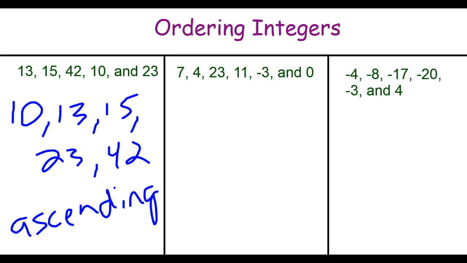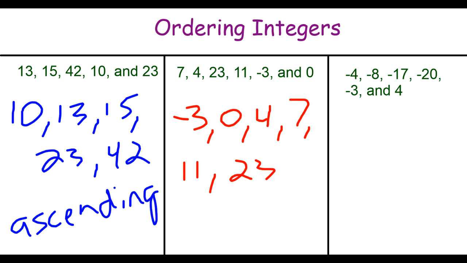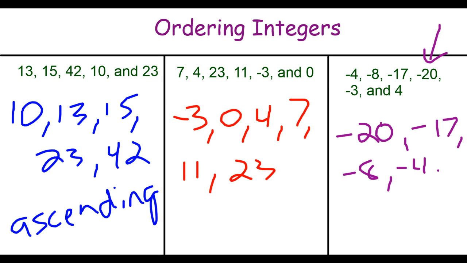Now for the numbers in the middle, we only have one negative number that's involved there. The negative number is the least of any of those numbers. And then we have 0, 4, 7, 11, and 23. Whereas in the final set of numbers over on the right, we have quite a few negative numbers. If they were all positive, the greatest value here would be 20, which means that is actually the least value as far as negatives, because very large negative numbers are less than smaller looking negative numbers. So negative 20, negative 17, negative 8, negative 4, negative 3, and finally 4.